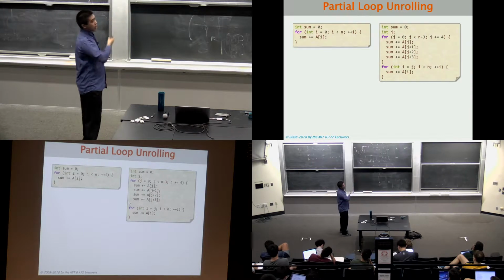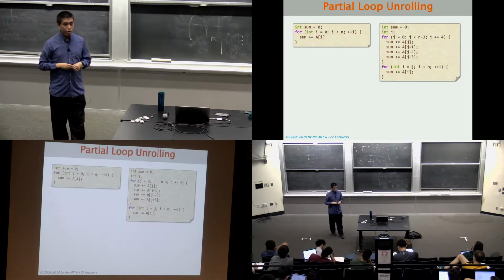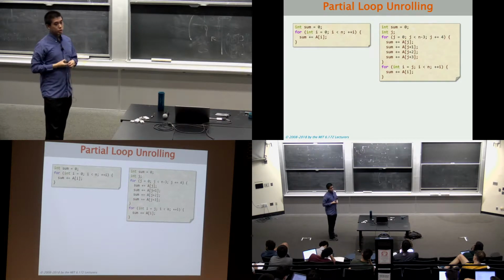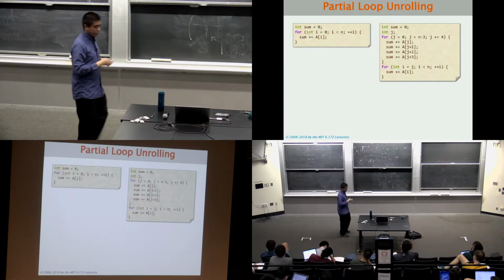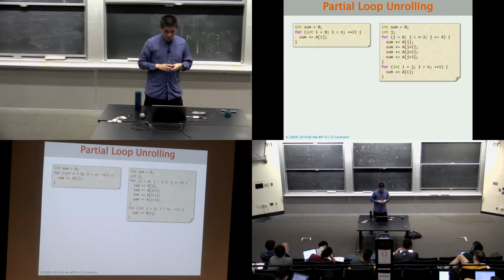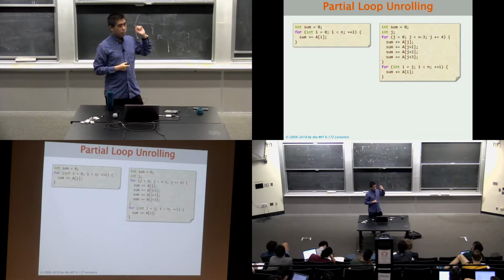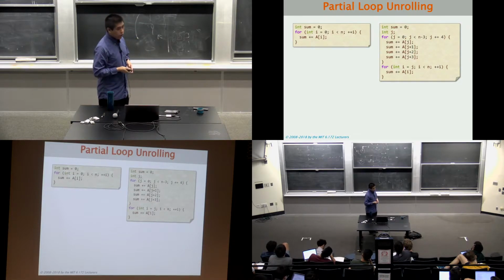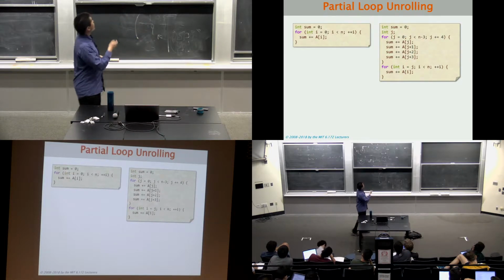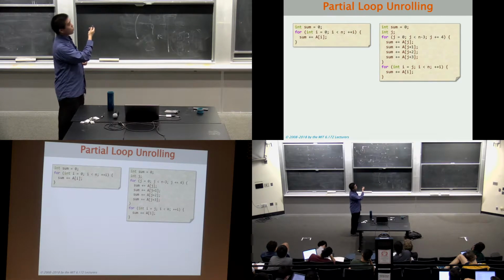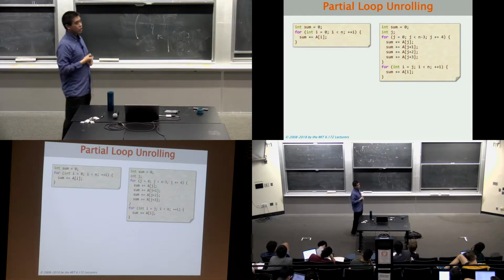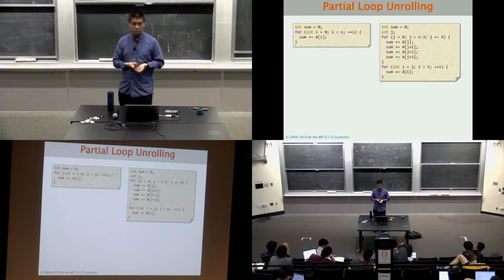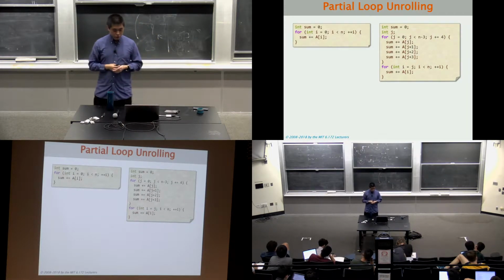And then since n might not necessarily be divisible by 4, I have to deal with the remaining elements, and this is what the second for loop is doing here. It's just dealing with the remaining elements. And this is the more common form of loop unrolling. So the first benefit of doing this is that you have fewer checks to the exit condition for the loop, because you only have to do this check every 4 iterations instead of every iteration.